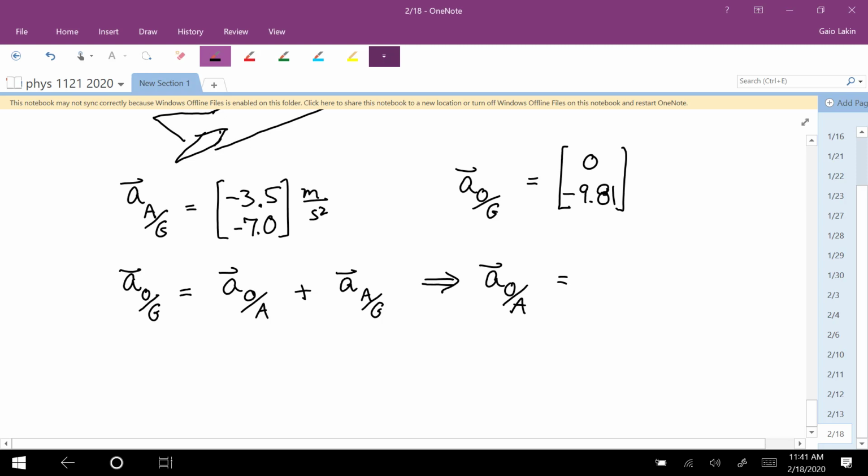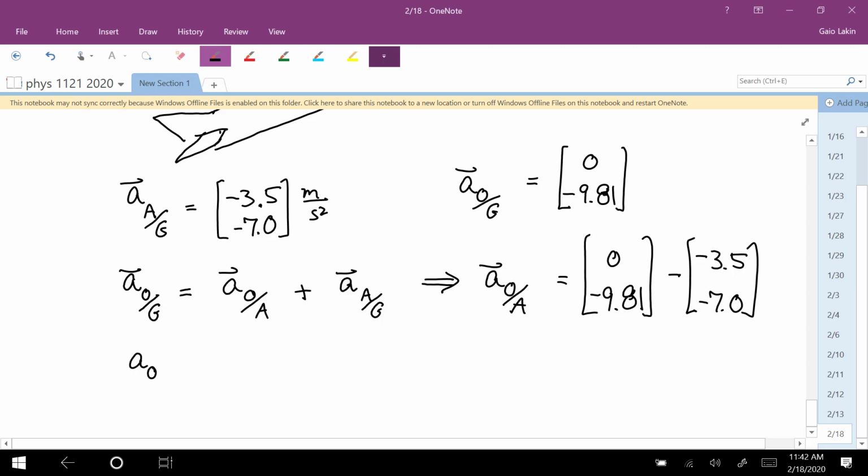And that's equal to 0, negative 9.81. Subtract the acceleration of the airplane relative to the ground from both sides. And so you get minus negative 3.5, negative 7.0. Just doing the algebra. And so you get that the acceleration of the object relative to the airplane is positive 3.5, negative 2.81.